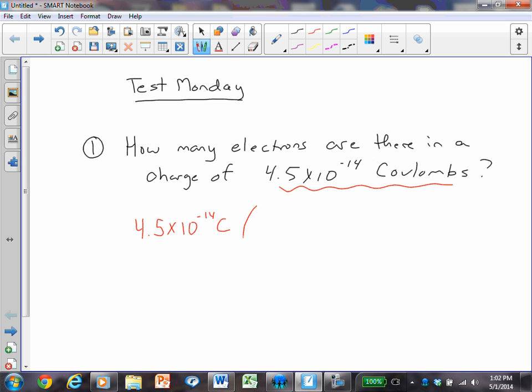So we just do a conversion like this. Now, you could do what Lorena just said. We could have 1.6 times 10 to the minus 19 coulombs down here, and electrons on top. Or what's another way to do it? Right, you could say, well, this is how many electrons there are in 1 coulomb. You could do it like that.